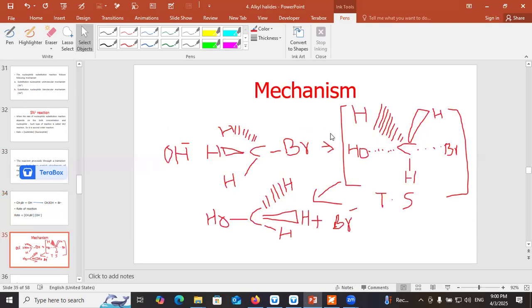The mechanism: the nucleophile attacks this carbon, and this is the transition state. In the transition state, the carbon-oxygen bond is forming, and the carbon-bromine bond is going to break down. And after the transition state, it produces alcohol. This is the inversion of configuration.